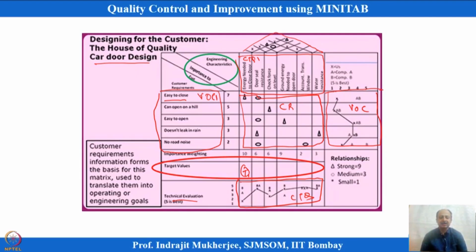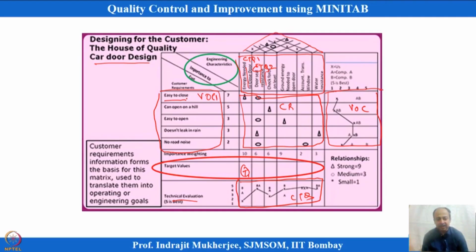Then the technical engineers have defined that easy to close is highly related with the energy needed to close the door, and door seal resistance is another parameter, another CTQ, which influences how easy it is to close the door. Okay. So, these are CTQ 1 and CTQ 2 we can think of: the energy needed to close the door and door seal resistance. Okay.